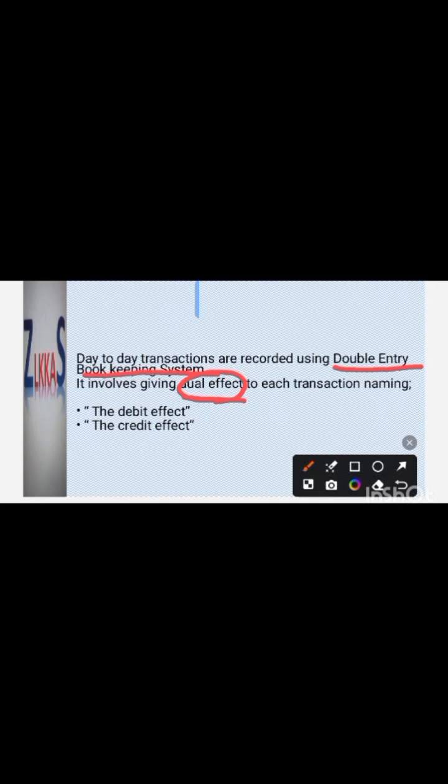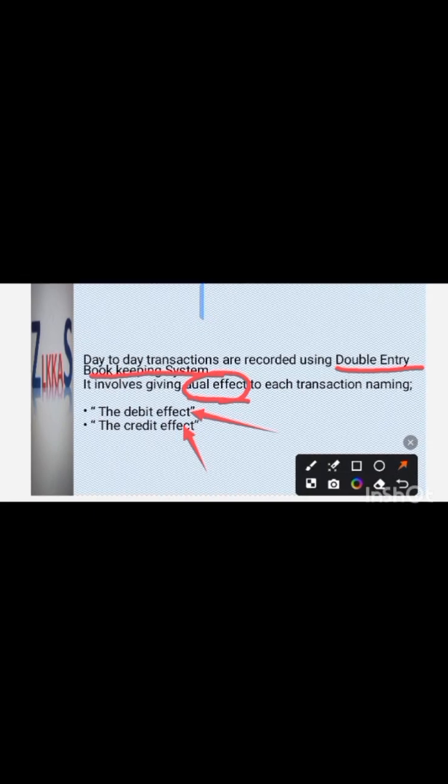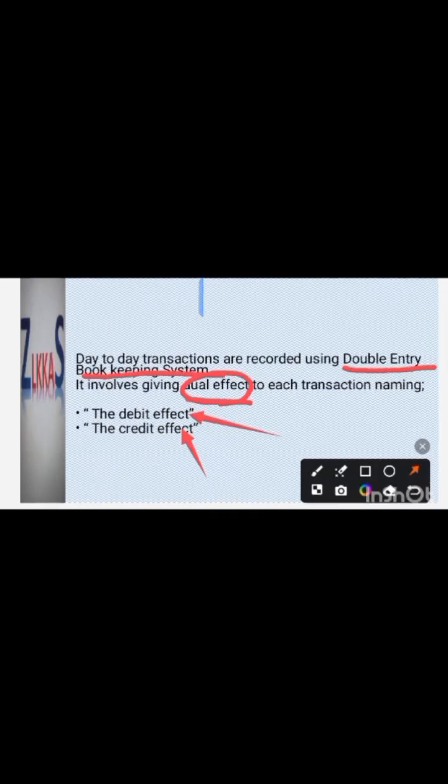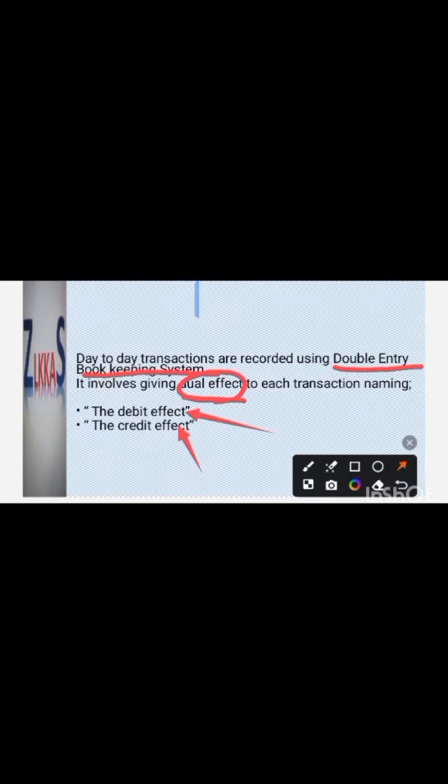How can it be dual affected? It will be affected with the debit effect and the credit effect. Let's suppose the business has purchased markers to resell, there must be a transaction that will be posted in the bookkeeping system, like in the purchase account, right? As the markers have been purchased, the company will get the markers, right? The company paid cash for that. So something will come in and something will go out. That is actually dual effect.